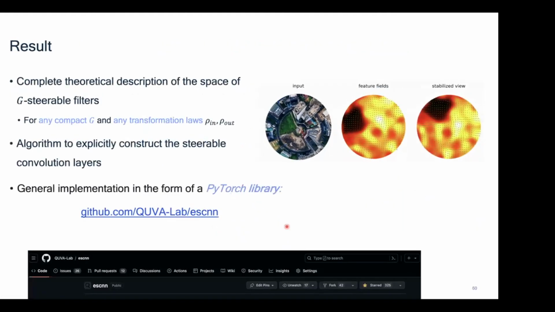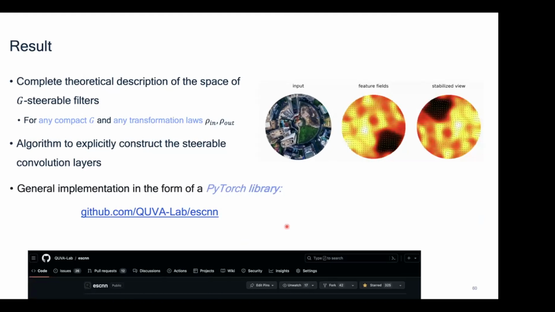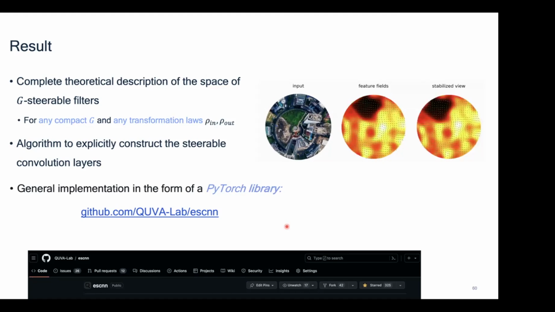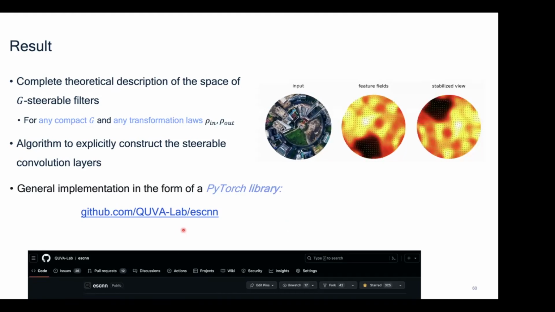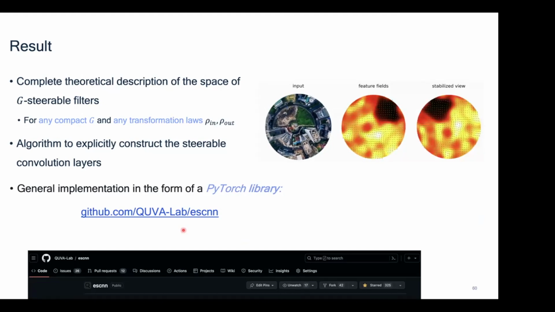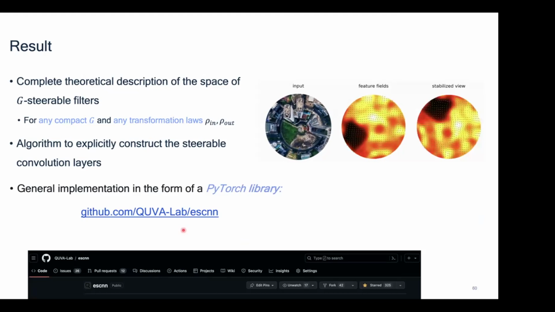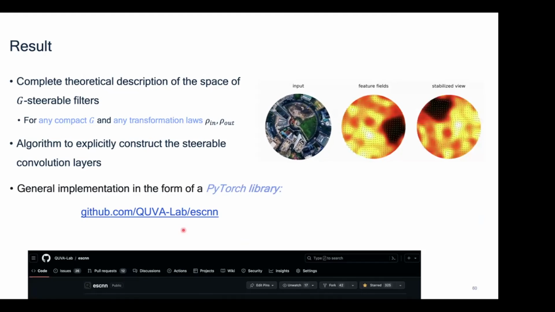This is a bit of a high-level abstract overview, but this actually leads to a very practical and efficient algorithm to parameterize any steerable kernel for any compact group G and arbitrary input and output representations. And that's what we implemented in our library in PyTorch a couple of years ago. And that's what we use to build our equivariant networks.